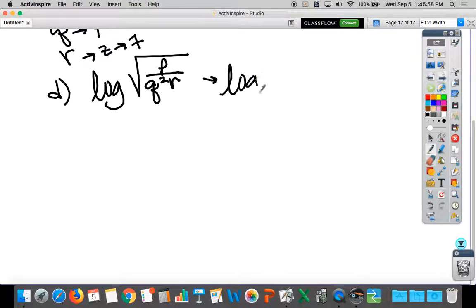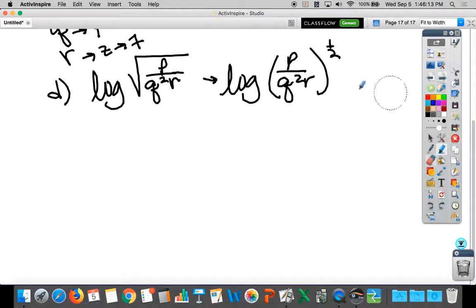Now, I've not expanded a thing yet. Is everything under that radical? Then everything gets raised to a what power? 1/2. So all I did was change this to a 1/2 power.